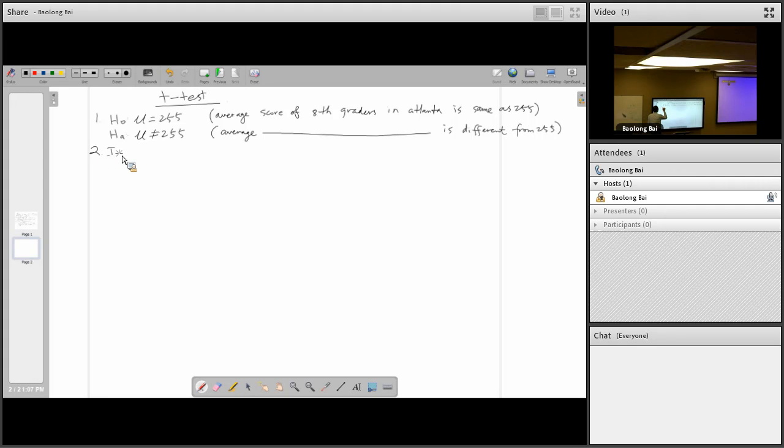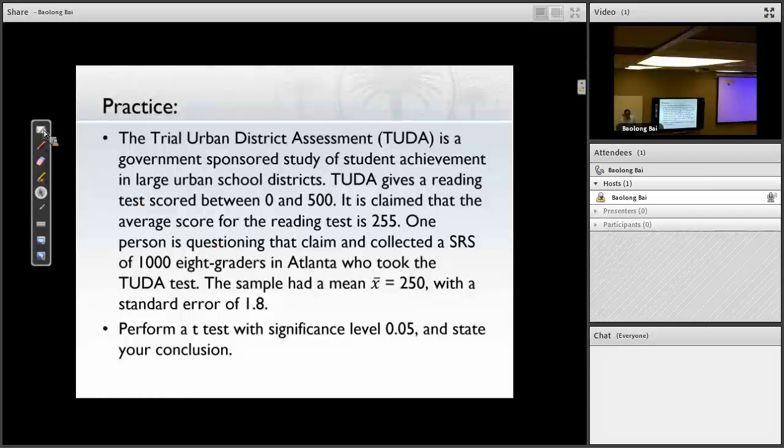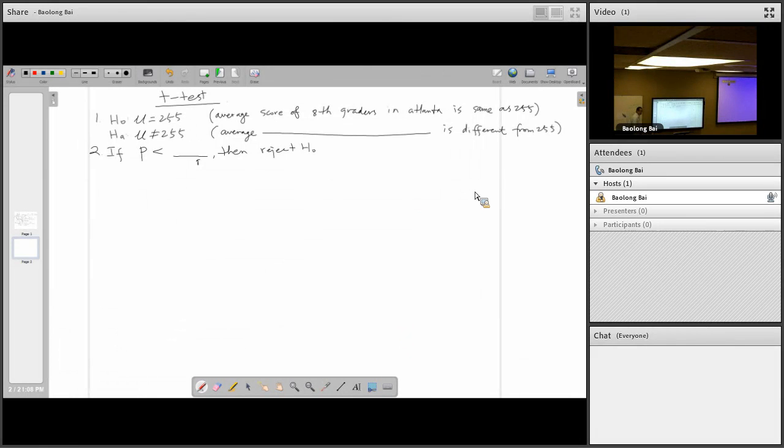Second step, state the rejection rule. Same sentence. If p is less than alpha, then reject the null. So we need to know what alpha value we use, right? So in the problem, does it give us alpha? We are told to use 0.05, right? Even if we are not being told, the default value is 0.05 anyway, right? And step 3, calculating test statistic and find p-value. So the test statistic is going to be a t-statistic. The calculation will be x bar minus mu divided by s over square root of n.